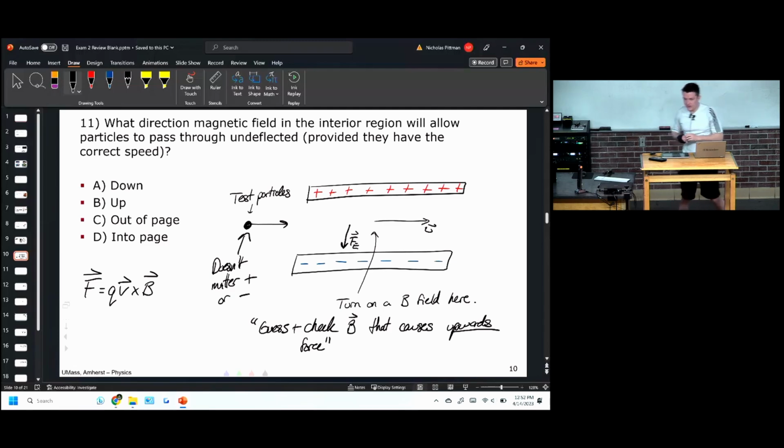Okay, so we need to guess the B field direction that causes an upwards force. If I guess that B goes down, then V cross B gives me an into the page force, which is not what I need. I need an upwards force. If I guess that B goes out of the page, V cross B gives me a downwards force, which is not what I need. If I guess that B goes into the page and I compute the force, it would be V cross B, and I get that the force would be up. So into the page B field would be the correct answer.